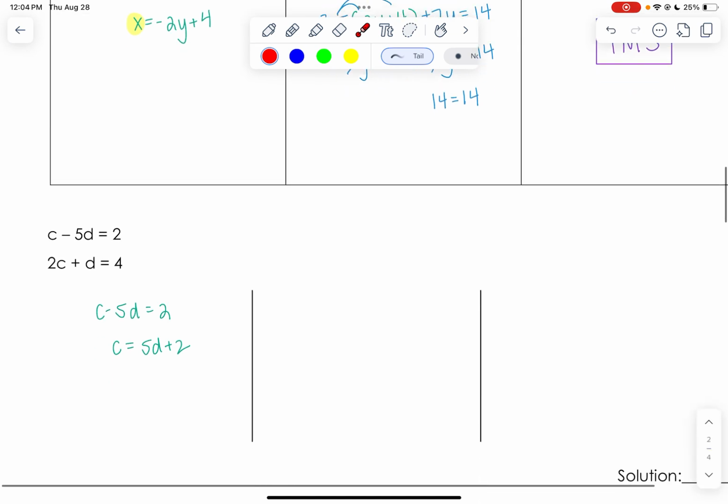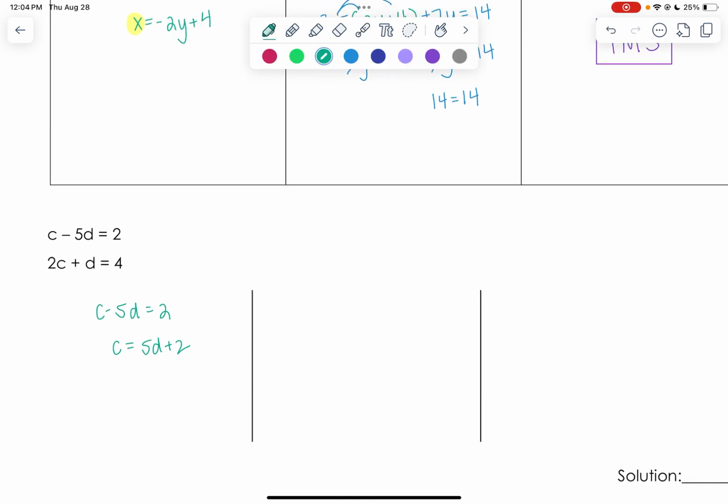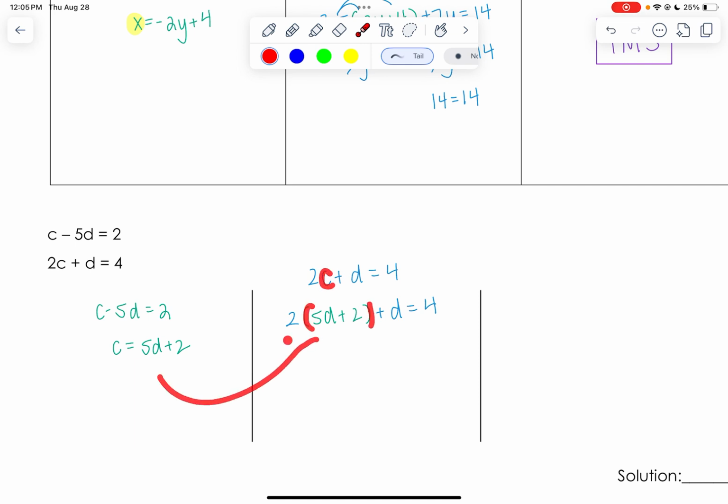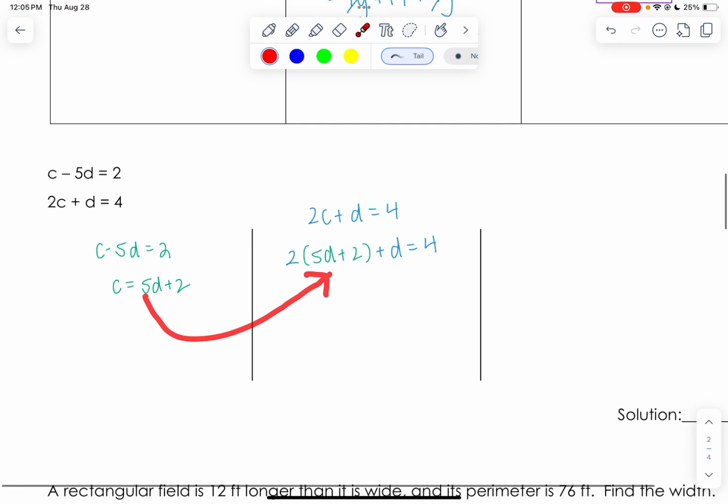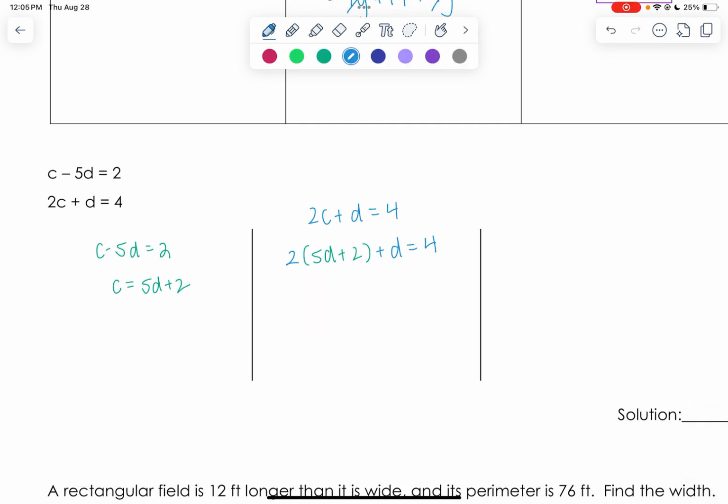Now remember, you're going to go to the other equation. So now I'm going to go to 2C plus D equals 4. And now I'm going to replace that C with 5D plus 2, what I found previously. Plus D equals 4. Notice I just replaced the one thing with what I got from before. Kind of like compositions a little bit, where you're replacing things and plugging things in. That's substitution. Now I'm going to distribute and solve.